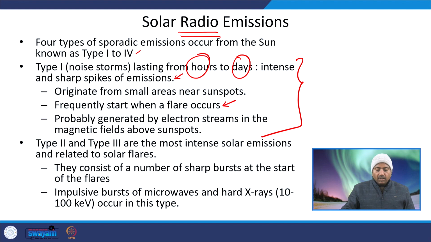Type 2 and type 3 are the most intense solar radio emissions, which are related to the solar flares, again to the solar flares. Okay. So, they consist of a number of sharp bursts at the start of the flares. So, it appears that many of these emissions can be observed when flare activity is going on, right.